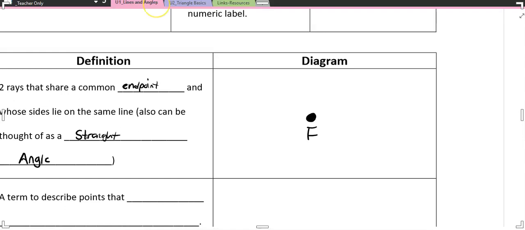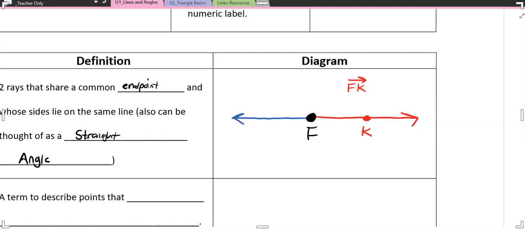And then I'm going to draw a ray that is in red here, and we'll put a K here. So this will be considered right there, and I'll do this in red. This is considered ray FK. We can also then create a blue ray that goes exactly the opposite way.